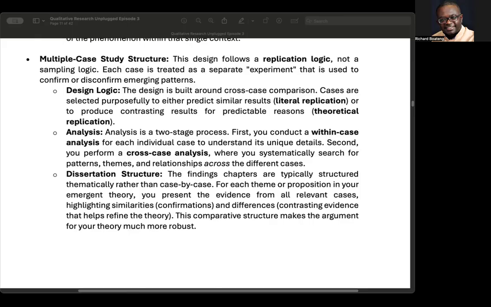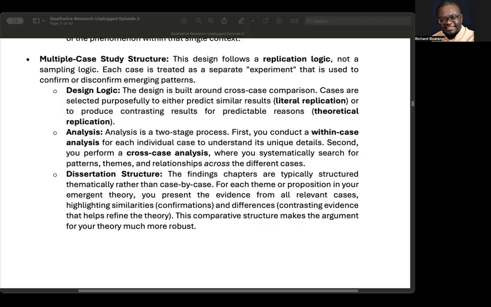Kind of, yes. But then comes the second crucial stage for theory building, cross-case analysis. This is where you systematically compare and contrast the findings across all your cases. You're actively searching for patterns, themes, similarities, and differences. What holds true across all cases? Where do they diverge, and why? This comparison is what allows you to build a more robust, generalizable, in the analytical sense, theory.